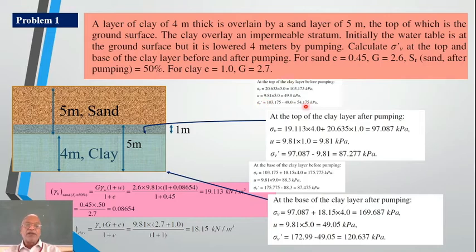Here what you can observe is I have given the values before pumping. Sigma dashed V was 54.175, whereas sigma dashed V is now 87.277, means if the water goes, the effective pressure will be more. It is true even in the bottom case, where sigma dash V was 87.475 earlier, and after pumping out it has become 120.637. It has increased, right? So this one observation you can make in this problem. Okay, we'll go to the next one.